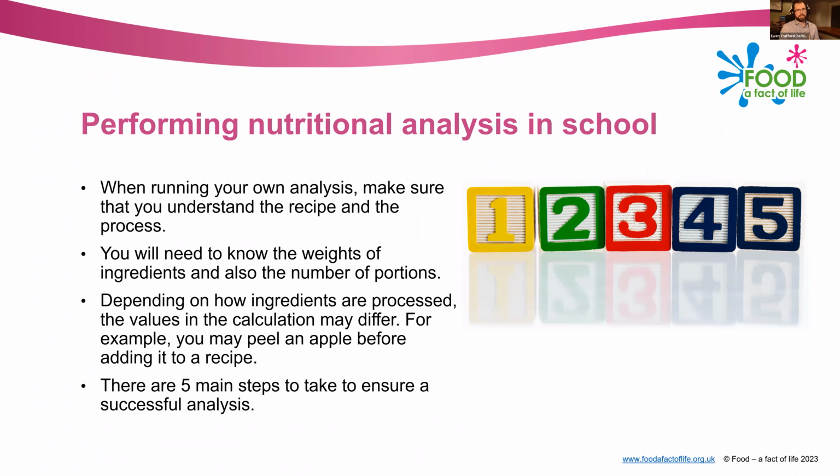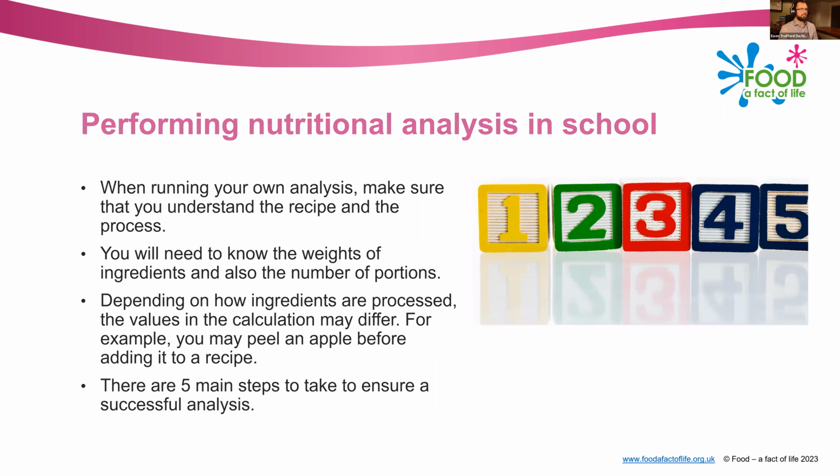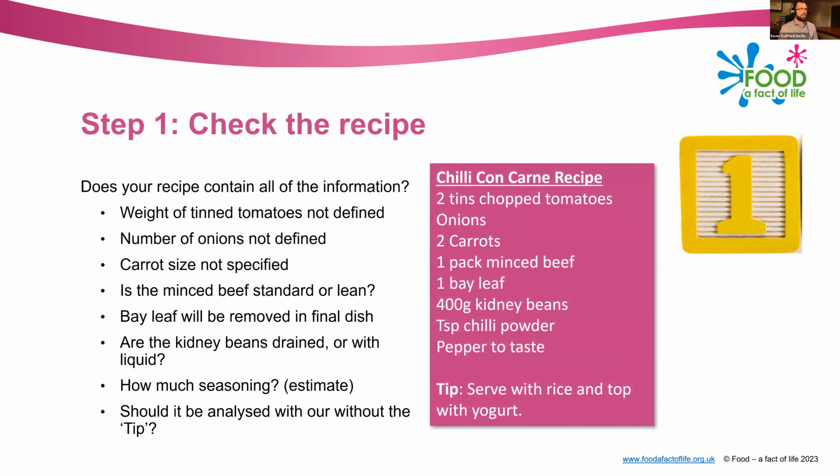Depending on how your ingredients are processed, the values in the calculation may differ. For example, if you peel something or cook something in a different way, that can modify your output. So there are 5 main steps that we've identified to ensure that this works successfully and is consistent for all of your pupils if they're doing analysis in the classroom. So step 1, check the recipe.